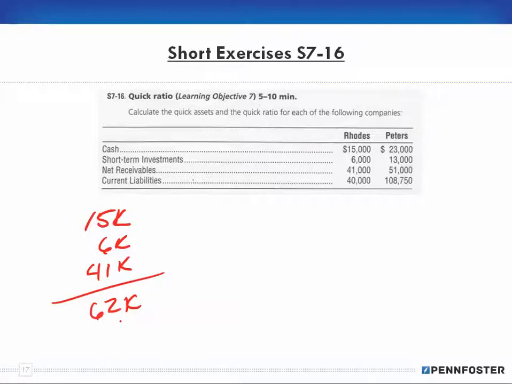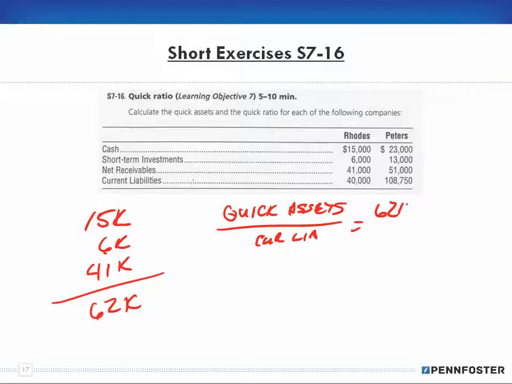And then for our quick ratio, we're taking our quick assets and dividing them by our current liabilities. So if I have 62,000 in quick assets and I'm dividing by 40,000 in current liabilities, that gives me a quick ratio of 1.55. So for Roads, it's 1.55. Pause the video because I'm going to erase this.